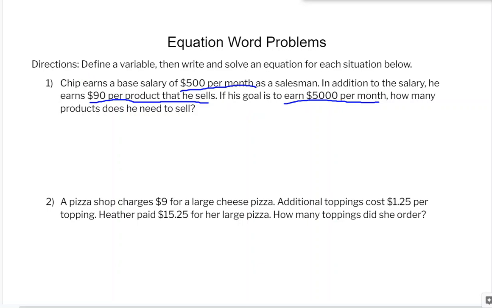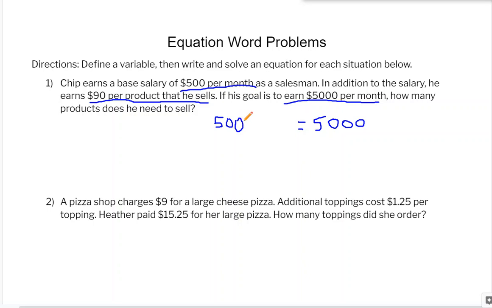All right, so what I have to do here is figure out which of these numbers are going to go with my variable. One of these numbers is going to be my coefficient, right? It says they wanted him to get $5,000 in 1 month. Since it's 1 month, I know he wants it to equal $5,000, so that's going to be at the end. That's how much he wants to earn in 1 month. We also know that he gets paid $500 per month.